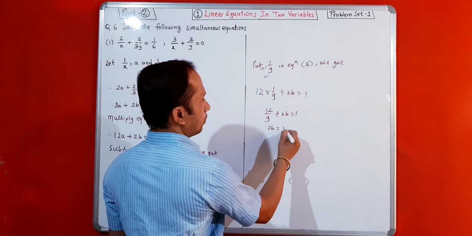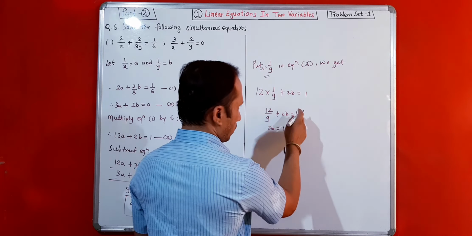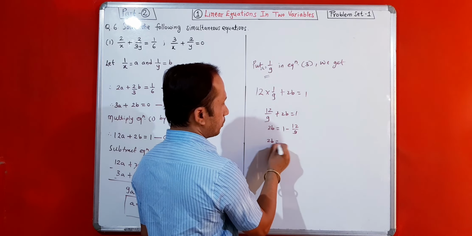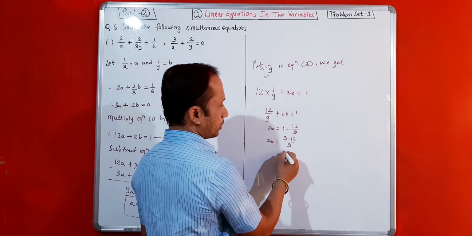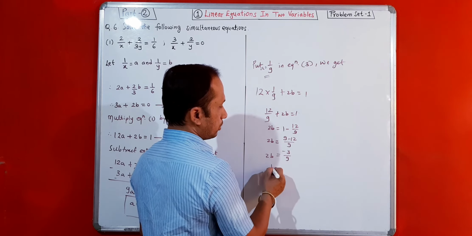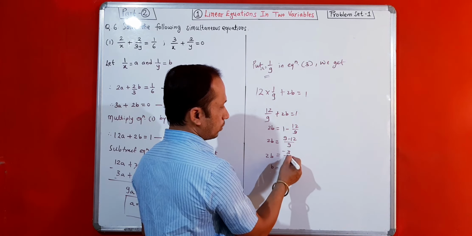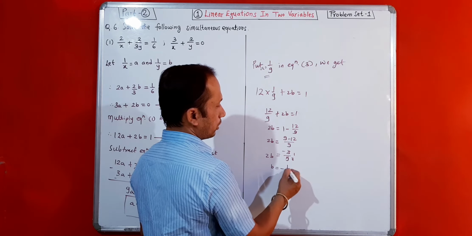1 minus 12 upon 9, as it is we are keeping this. So this is minus, therefore 2b is equal to 9 minus 12 upon 9, so it is minus 3 upon 9 is equal to 2b. So b is equal to, this 1s and 3s, so b is equal to minus 1 upon 6.